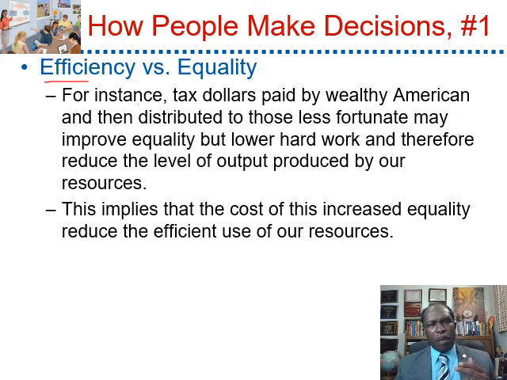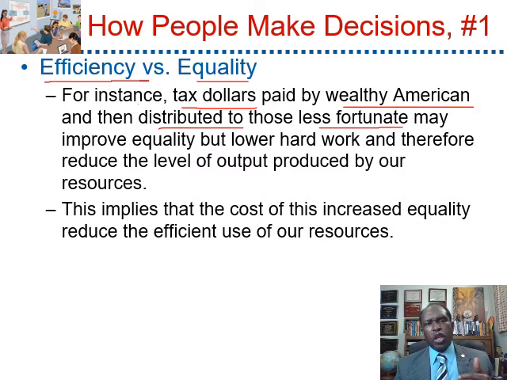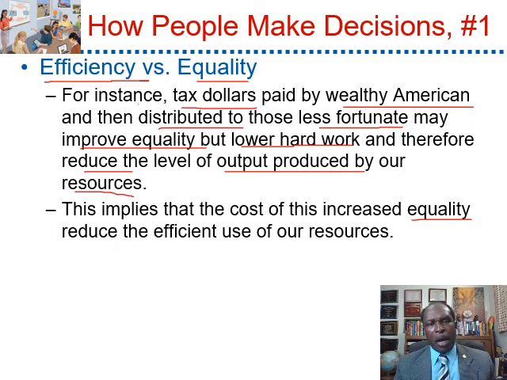Let's talk about one example of a trade-off between efficiency and equality. For instance, tax dollars paid by wealthy Americans and then distributed to those less fortunate may improve equality on one hand. On the other hand, it may lower incentives for hard work and therefore reduce the level of output produced by our resources. This means that an increase in equality may come at the expense of reducing efficiency.